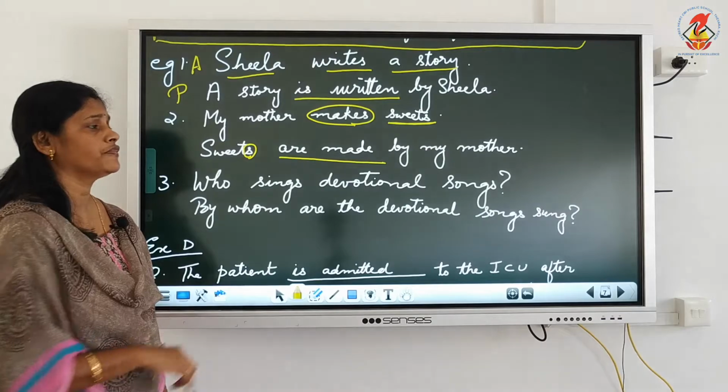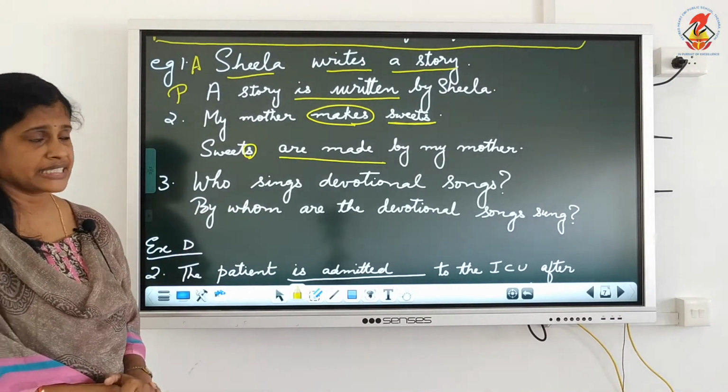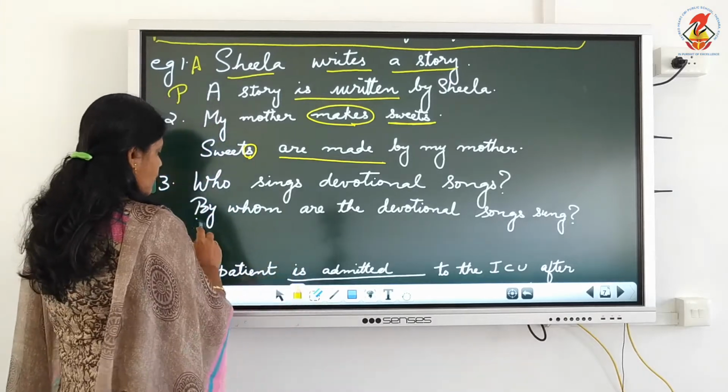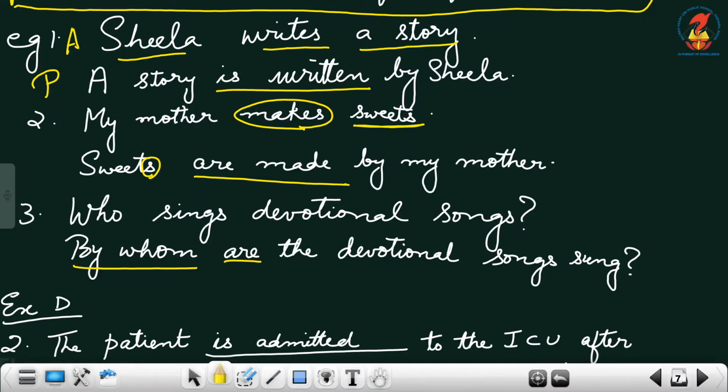Then now the interrogative form. This is also important in standard 7. Who sings devotional songs? By whom are the devotional songs sung? So you see, by whom is an interrogative form, plural are because it is songs. By whom are the devotional songs sung?